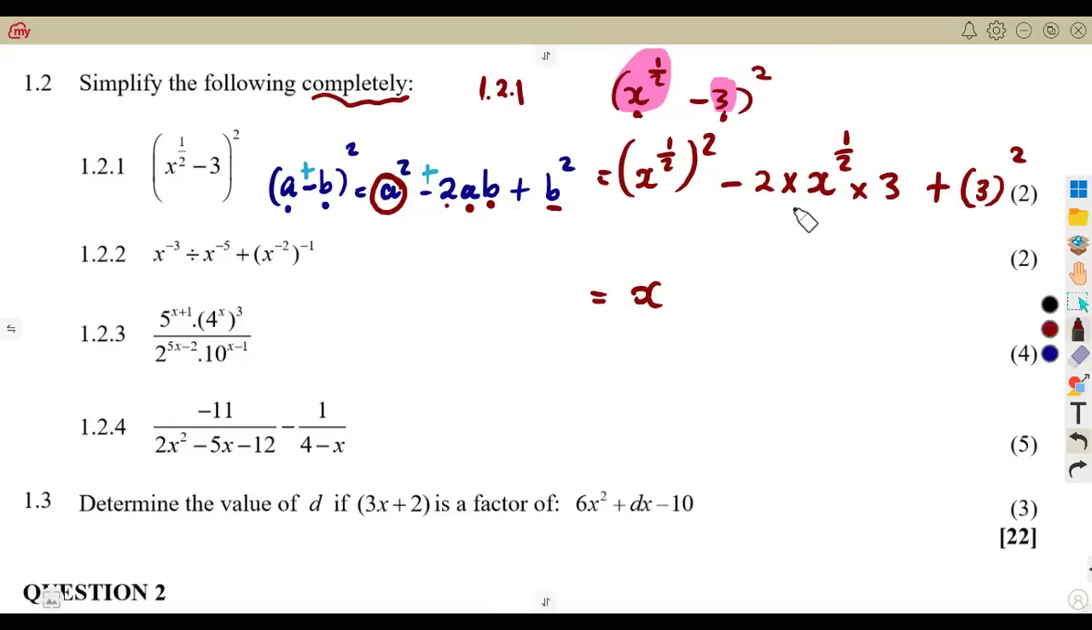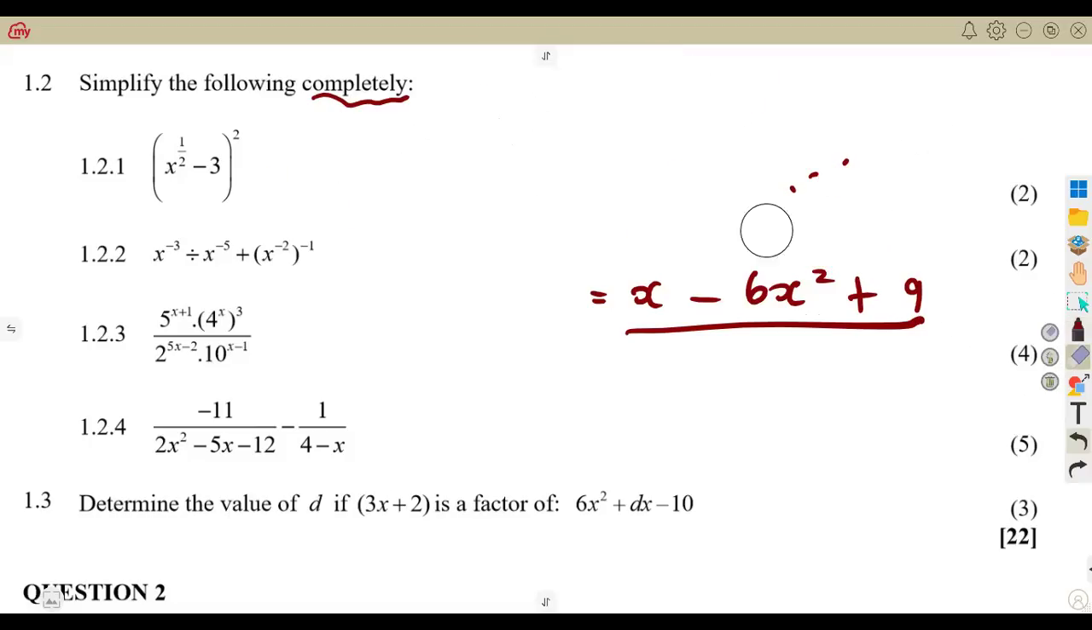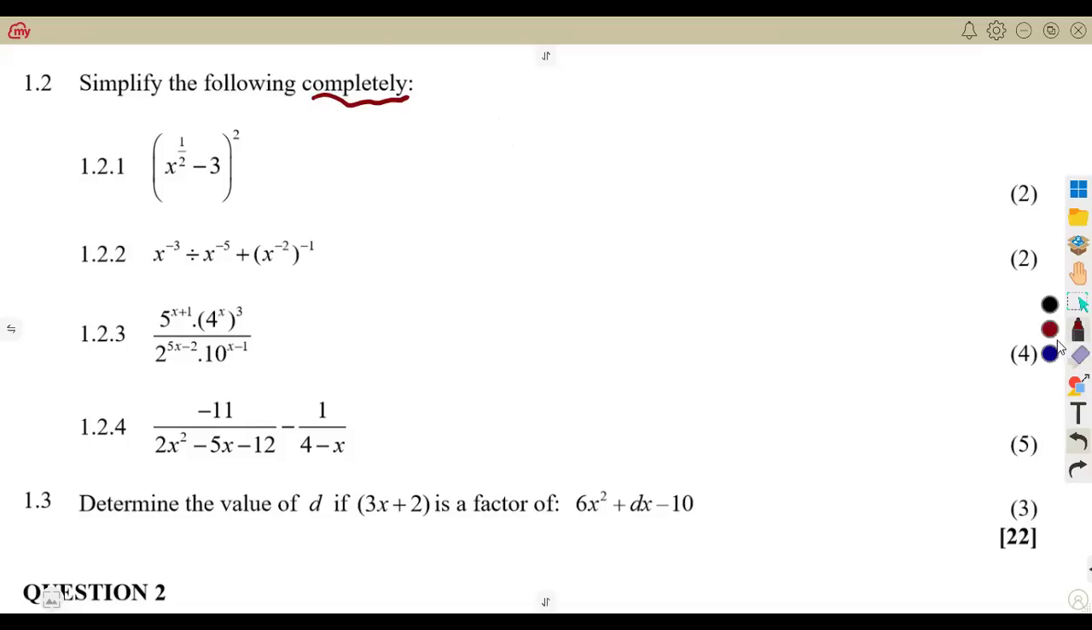You move on to the next stage. Just multiply the numbers here. Minus 2 times 3. That is minus 6 x to the exponent of a half. Plus 3 raised to the exponent of 2. 3 to the power of 2. That is 9. You're done. You have expanded this, simplified, using your basic rules of algebra as you consider your algebraic expressions.